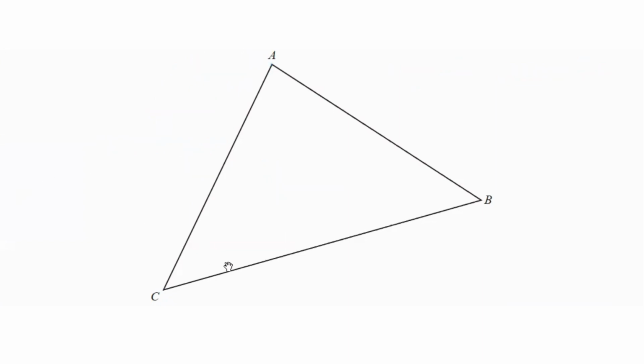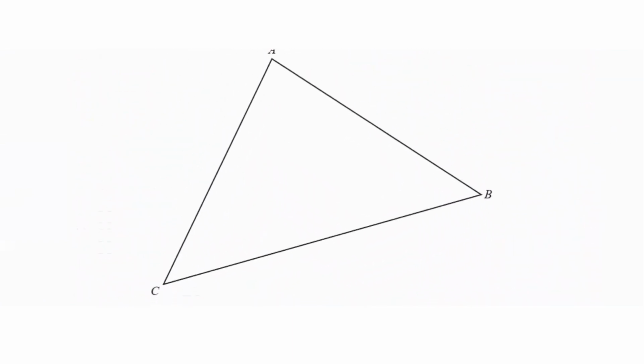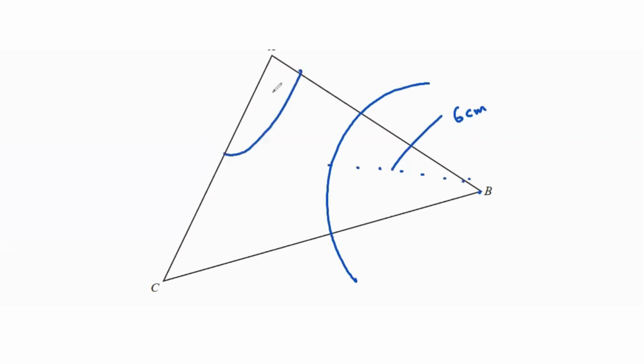Then it says, on the diagram, shade the region inside triangle ABC that is nearer to A than to C and more than 6 centimeters from B. So to do that, you will open your compass to 6 centimeters, put it at B and draw an arc from B to show that this distance is 6 centimeters. And since the point is nearer to A than C, then you will mark your point somewhere in this region. I'm just roughly telling you, but once you draw it correctly, it would be somewhere near over here.